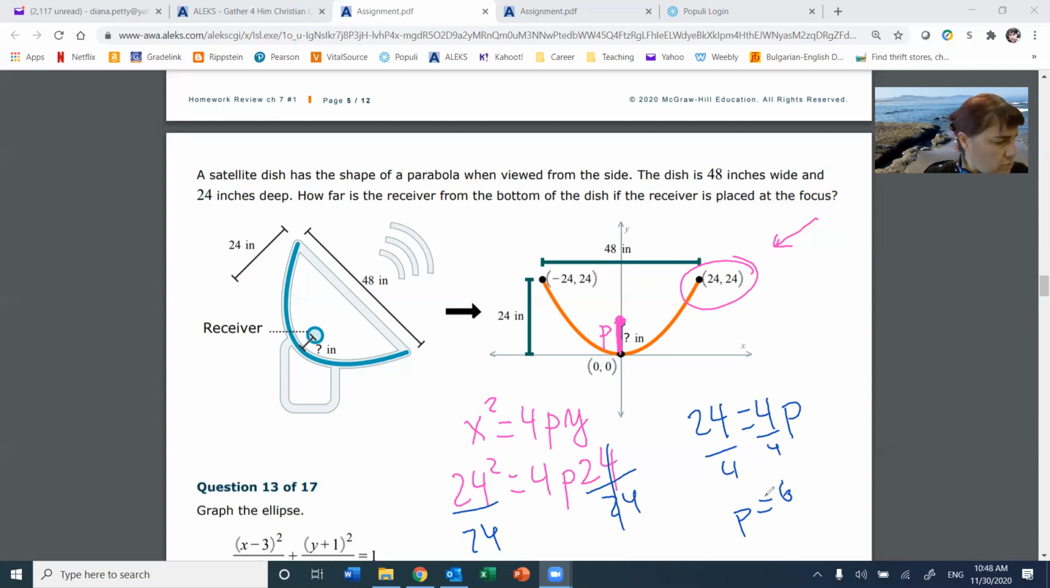13, not 12. Let's see, what is it? 12? Okay, so good. Number 12. Where is 12? 6 inches. Okay, that was it. So unless you have more questions on this.